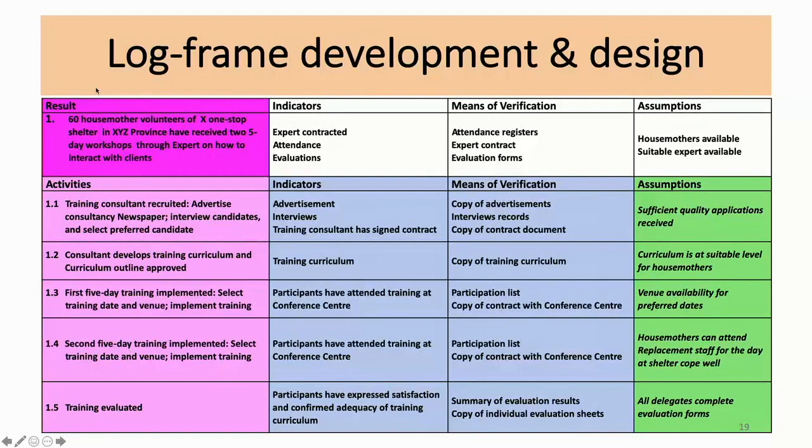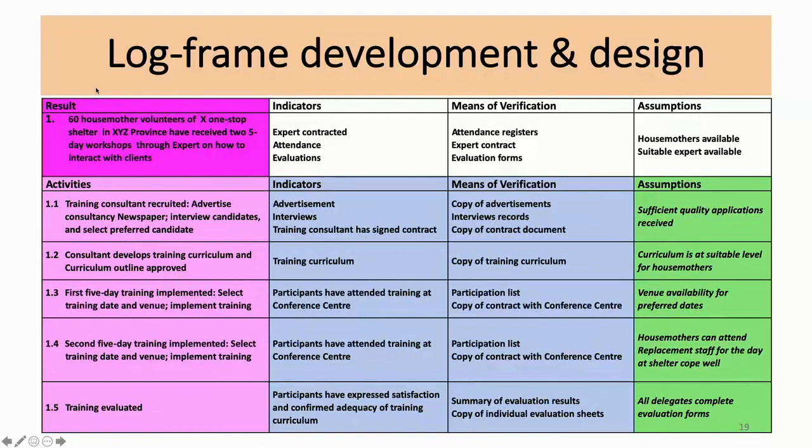An external factor over which we have no control that could possibly influence this expert being contracted and providing the training. We might not get sufficient applications because this is an XYZ province. People might not be interested to work there. So that's an assumption that could negatively impact our project, which we do not have control over from the start.